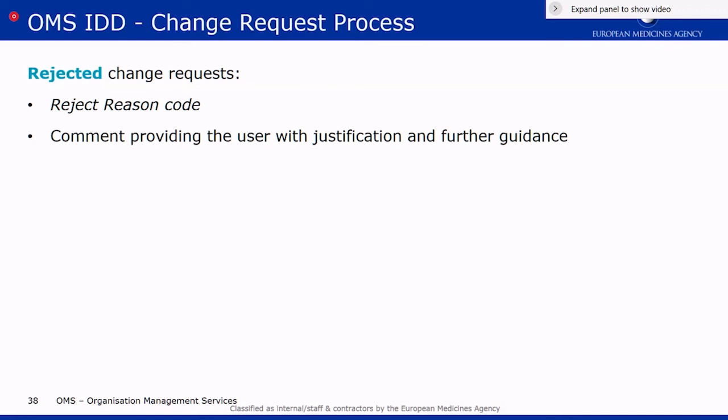Last but not least, we already touched base on this. Every time there is a rejection, the user will receive a rejection reason code. So a small reasoning as to why it was rejected, alongside a tailored comment with a brief justification as to why it was rejected, and if applicable, further guidance to have the change request successfully approved in our dictionary.